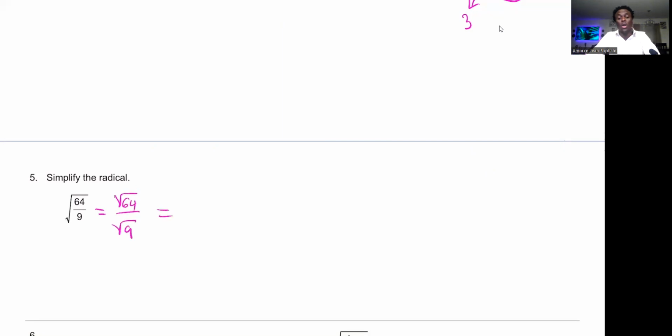Easy now, we know all of them. 64 square, what multiplies itself 2 times equals 64. Everyone knows that is 8. What multiplies itself 2 times to give me 9, everyone knows that is 3. So 8 over 3 is the radical of 64 ninths.